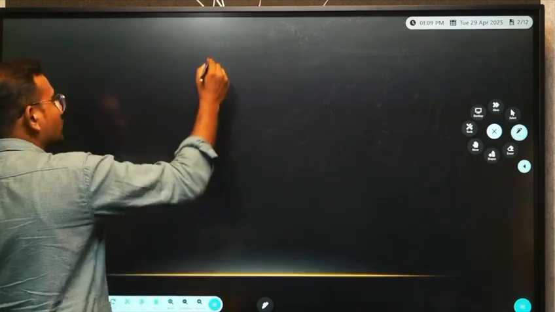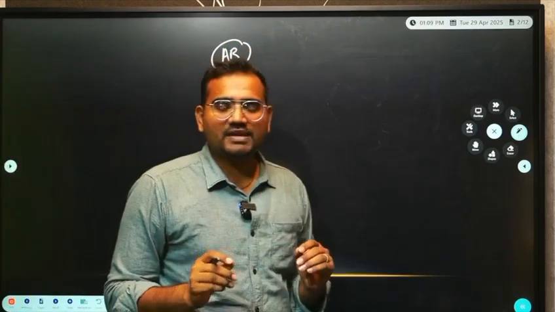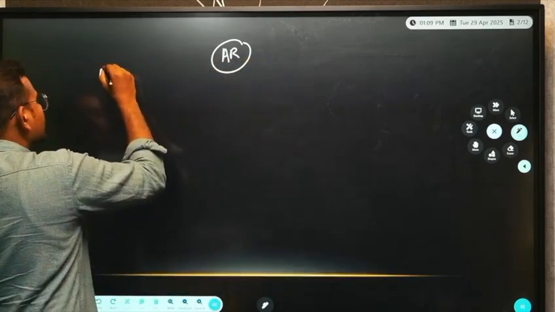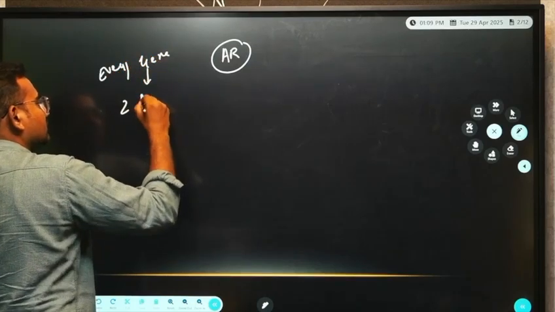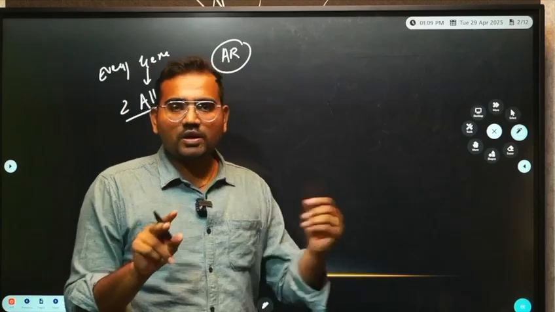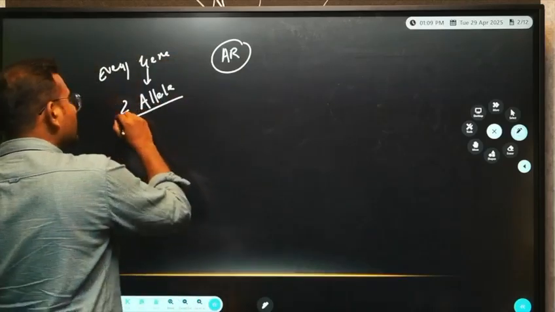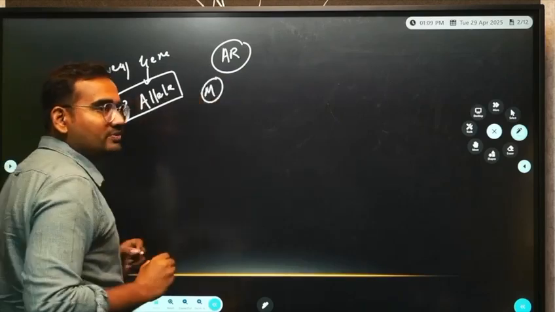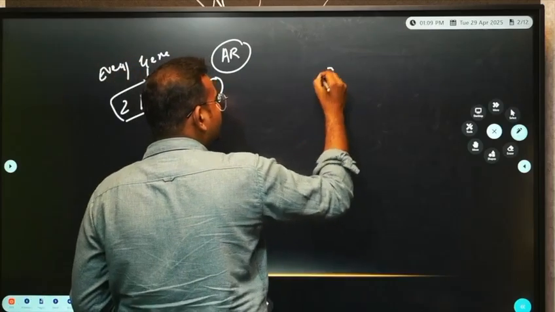So let me explain what is autosomal recessive. Every gene will have a duplicate form. So every gene will have two alleles. An allele is basically a duplicate form of a gene. These two alleles, one will be inherited from the father, one will be inherited from the mother. So say for example, in this case, the mother is an autosomal recessive disorder candidate and the father is absolutely normal, right?